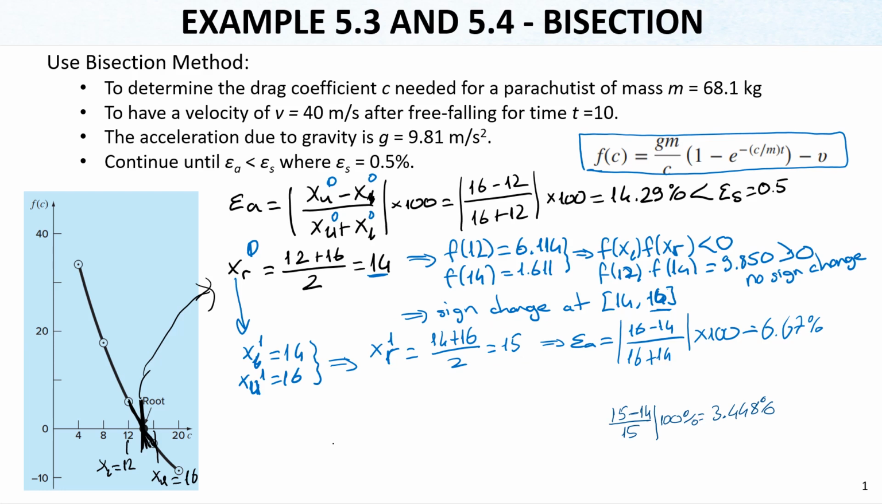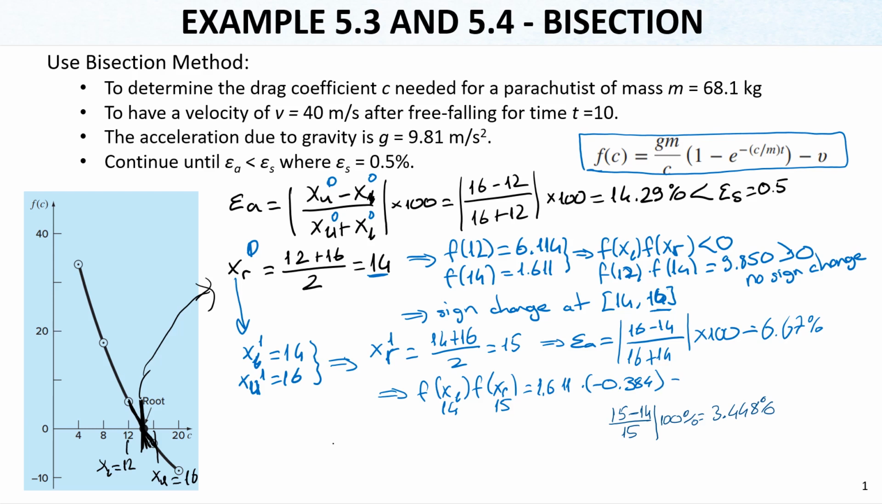If we continue on this, we can get other values as well. So in here we will again with 15 make the sign comparison. Then we will say fxl times fxr, where xl is 14 and xr is 15. For these we will use the function values for 14 and 15, which are 1.611 times, for xr, minus 0.384.